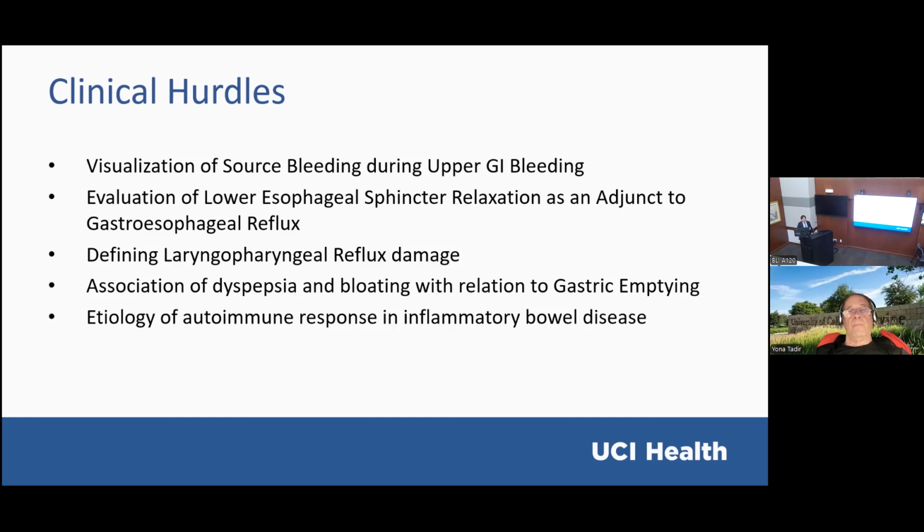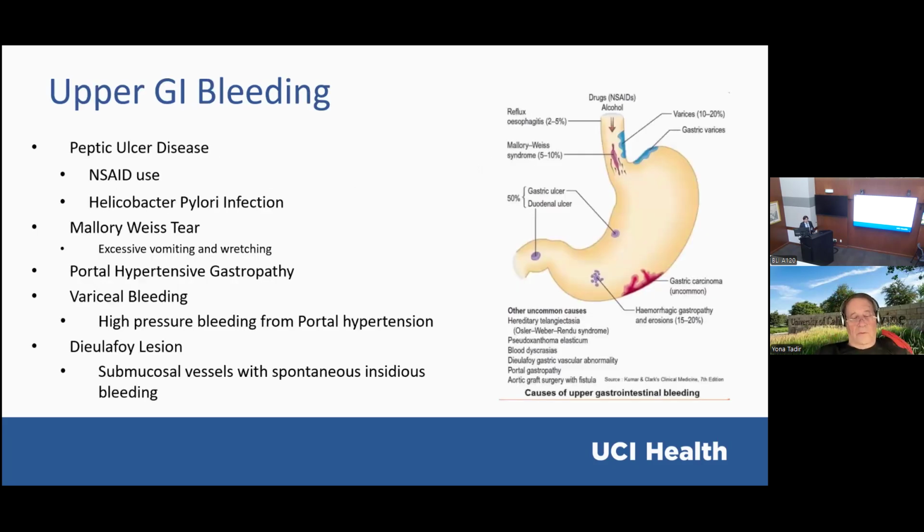And then also, it's still somewhat of a mystery how these inflammatory bowel disease cases come on. We have good treatment to suppress the immune response, but we still don't have a quite clear picture of what causes this immune response in the first place. So for starters, I'd like to talk about upper GI bleeding first.